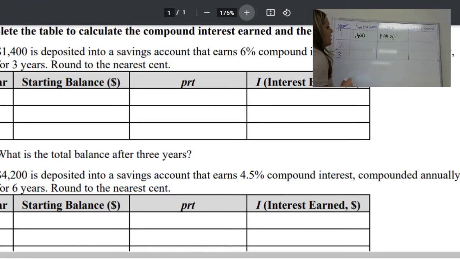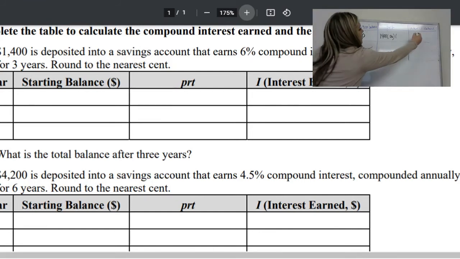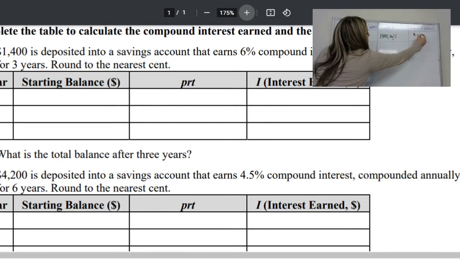Okay, so let's do 1,400 times 0.06. Okay, so we have 0, 0. 4 times 6 is 24. 4 can stay. 2 got to go. 1 times 6 is 6 plus 2 is 8. And we're going to move it over 2 places. So the first year, you earn $84 in interest.